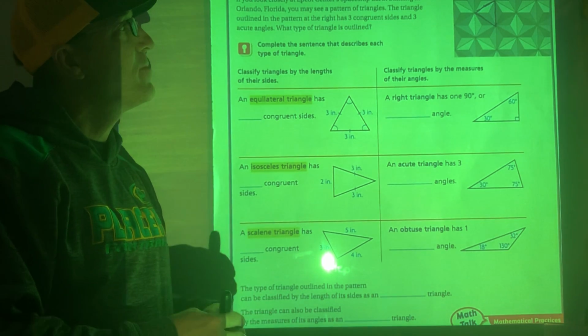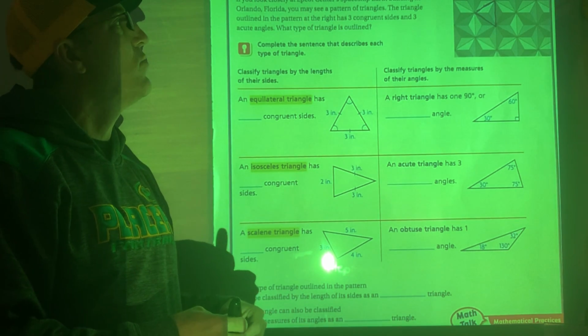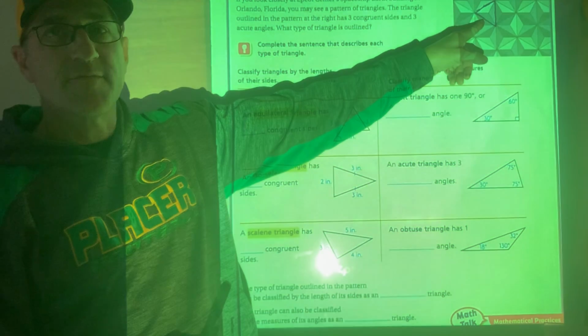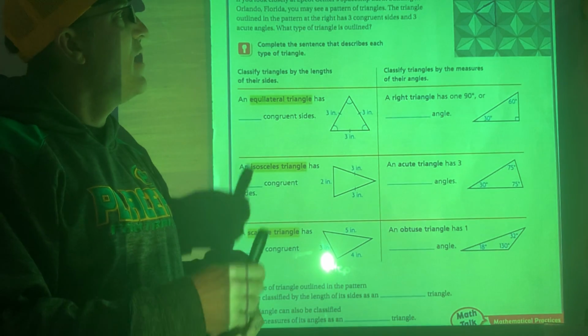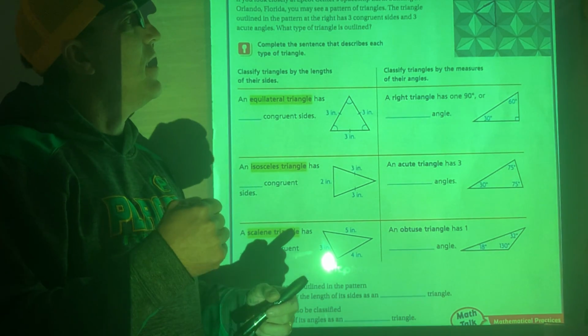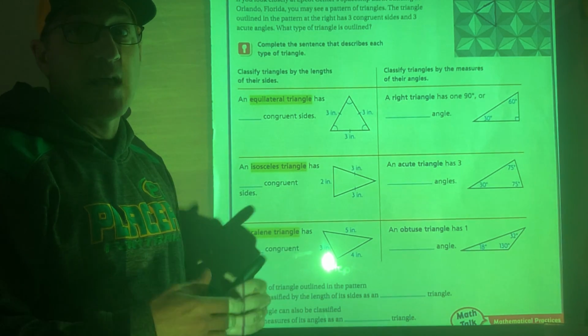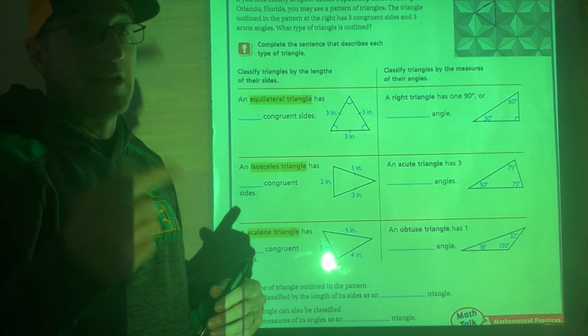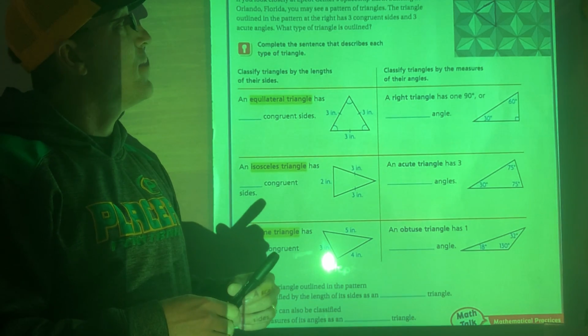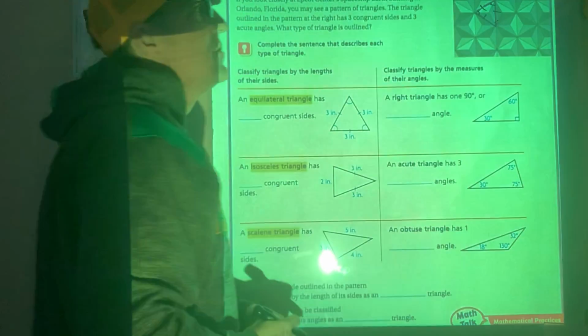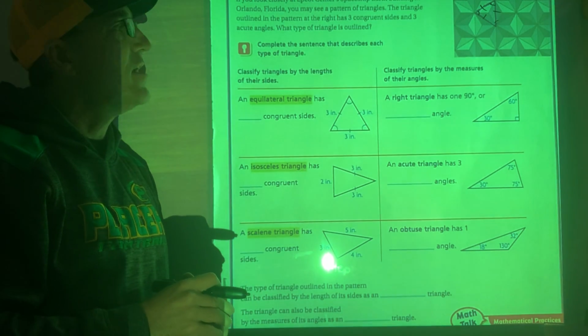If you look closely at the Epcot Center Spaceship Earth building in Orlando, Florida, you may see a pattern of triangles, which I've outlined here a little bit darker for you to see. The triangle outline in the pattern at the right has 3 congruent sides and 3 acute angles. What kind of polygon does that make it? Regular, right? What type of triangle is outlined? So 3 congruent sides, if you look at your triangle, you can put a line through them all, and 3 congruent angles, right? The single little curve is to make it so everybody knows that they're the same measurement.